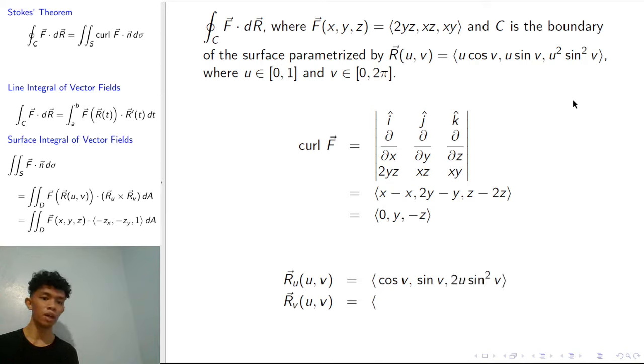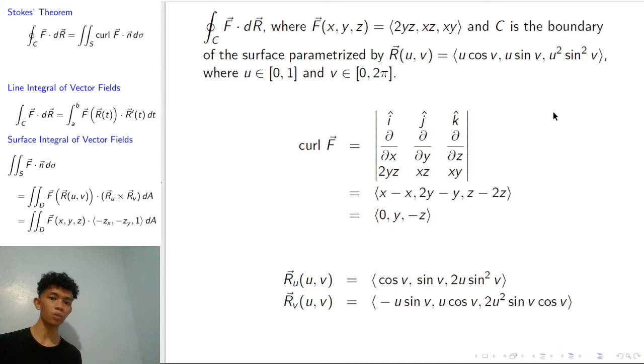With respect to v on the other hand, cosine v becomes negative sine v, sine v becomes cosine v, and sine squared v becomes 2 sine v cosine v. So you'll have 2u squared sine v cosine v for the last component of r sub v. We take the cross product of these two vectors, r sub u and r sub v. For the first component of the cross, we get the product of this and this, which is 2u squared sine squared v cosine v. If you take the product of this component with this component, you'll get the same thing.